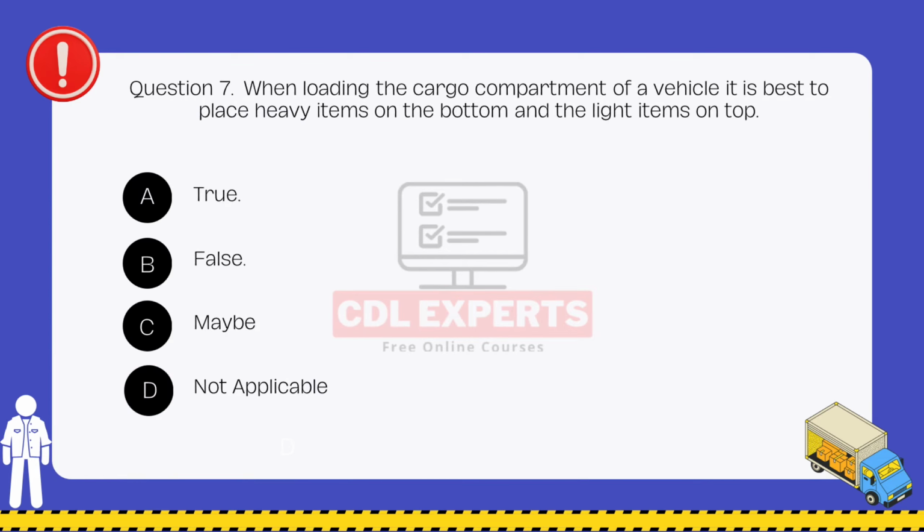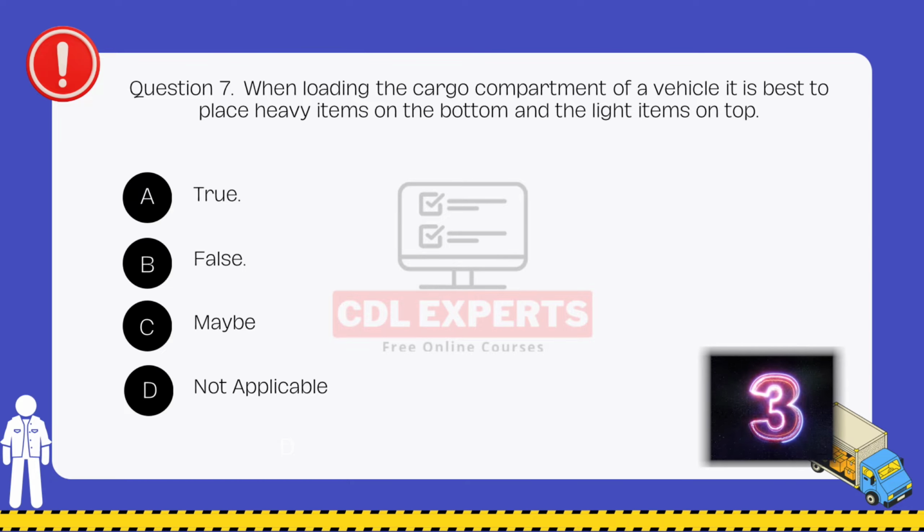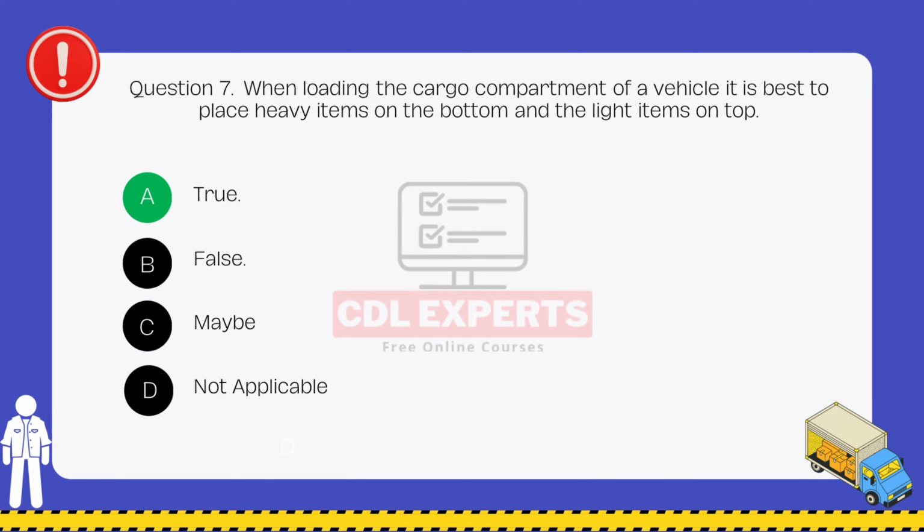When loading the cargo compartment of a vehicle, it is best to place heavy items on the bottom and the light items on top. True, false, maybe, not applicable. The correct option is A.